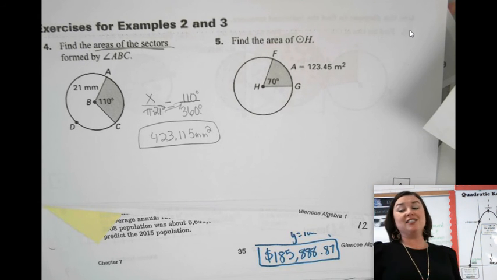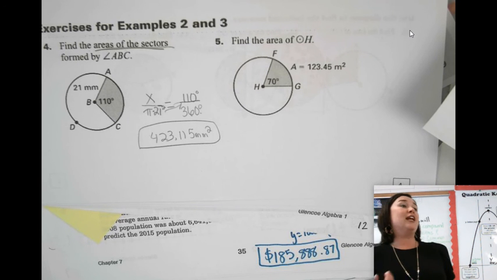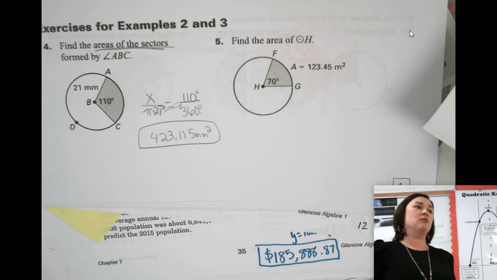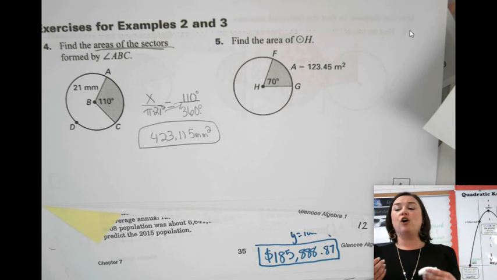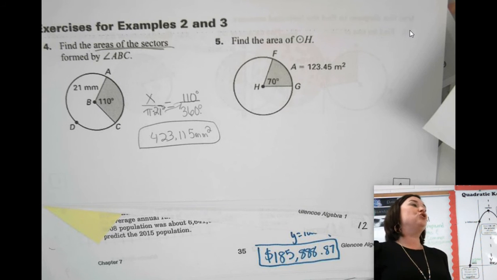Number 5 is asking us for something different. It's asking us for the area of the circle. It's not asking us for the radius. It's not asking us for the area of the sector. It's not asking for circumference. It's the area of the whole circle. So I want you to just set up the proportion the way you think it is. You don't have to do the solving. I'll do the calculating for you. But I want to see, can you set up the proportion?